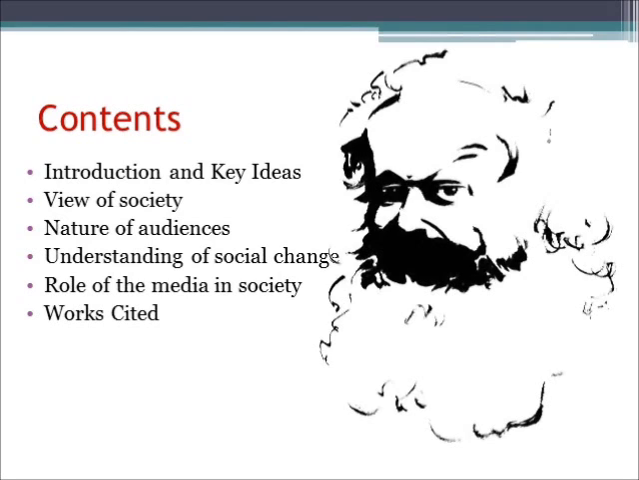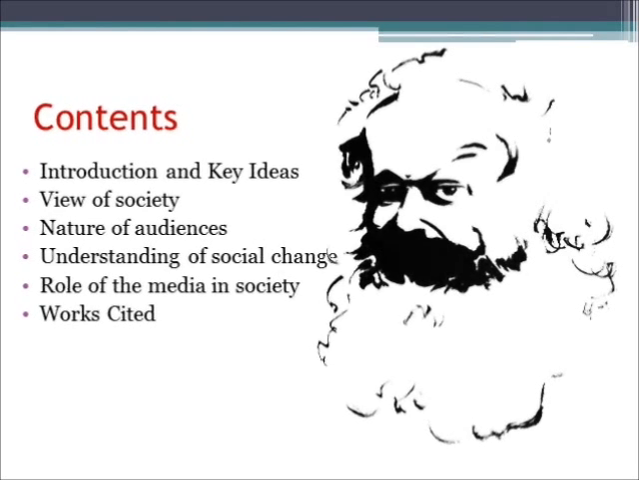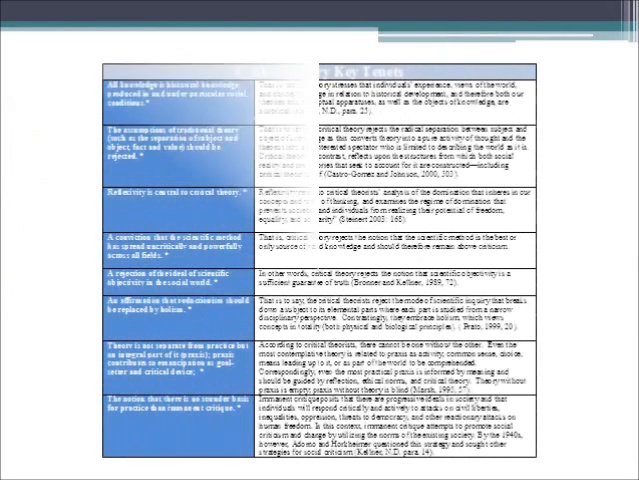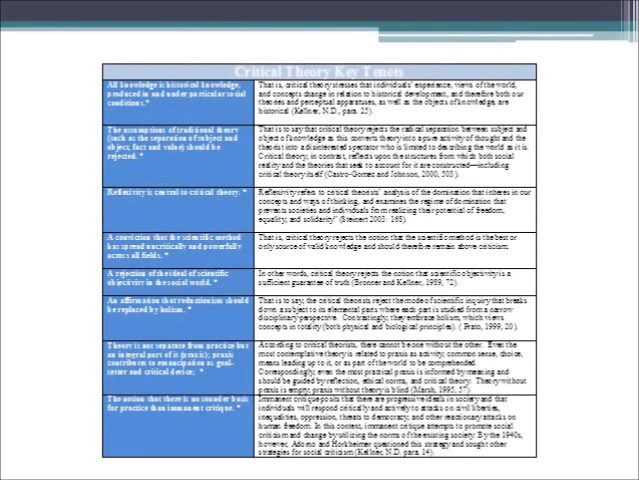And here you can see basically what we're going to cover. Critical theory really has about 7 or 8 key tenets, which you can see a breakdown of here. And I just wanted to highlight a couple of them as more key than the others.